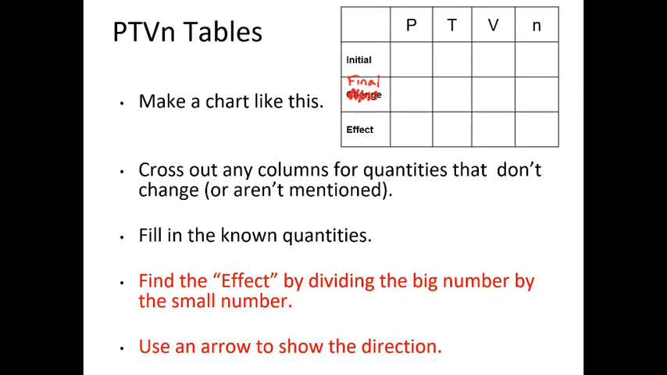So if you're dealing with a question about pressure, you'll just divide the final over the initial or the initial over the final. I always do the big number over the small number so I get a number greater than 1. And then I'm going to use an arrow to show the direction. That's going to help me solve these.